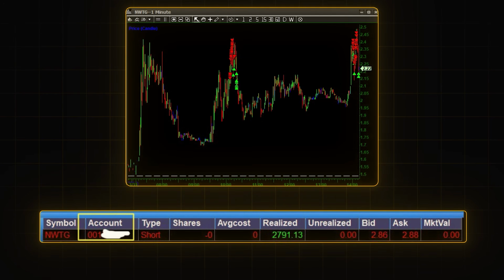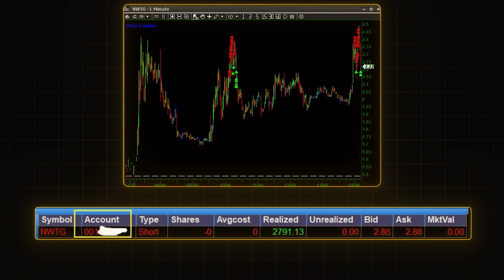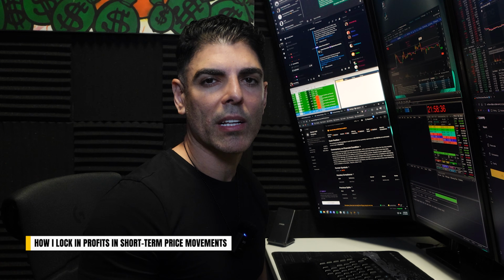Also on DOS, I have my Cobra Trading Broker account number. If you're using a simulation account, your account number will start with the letters TR.